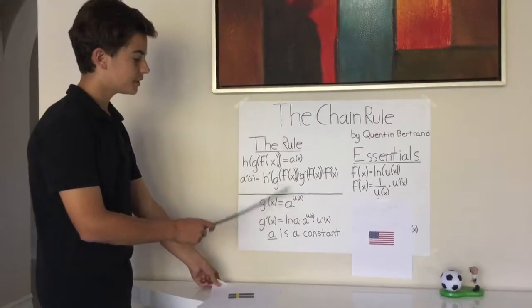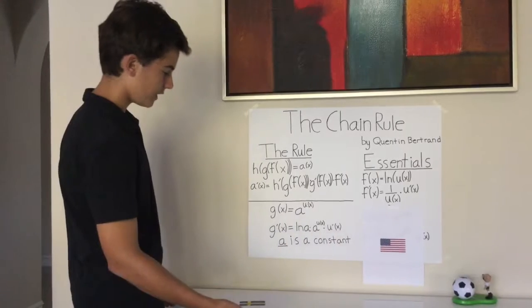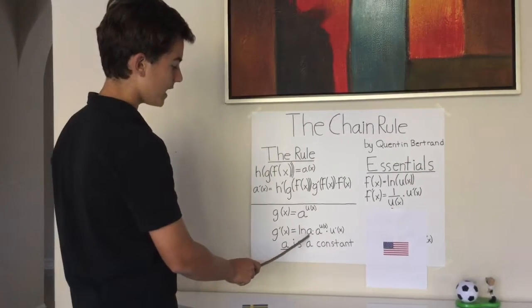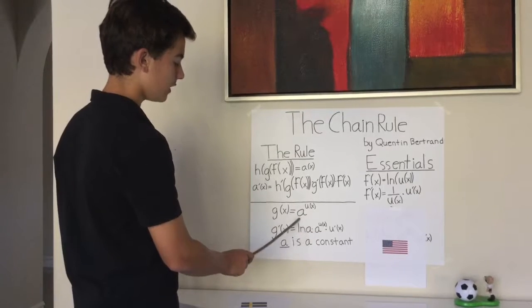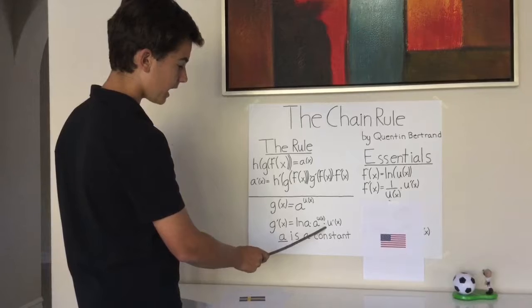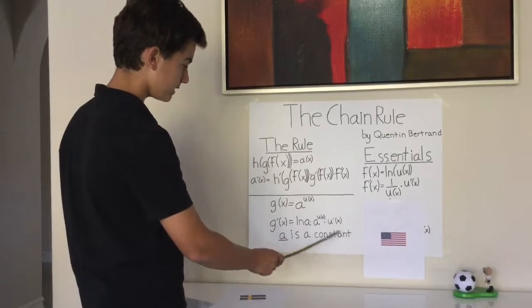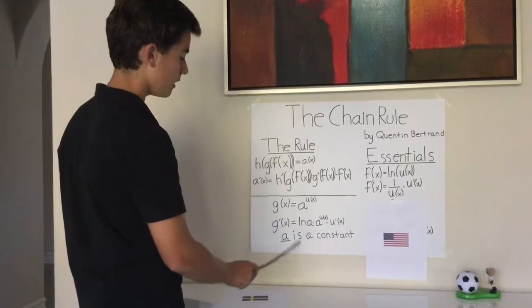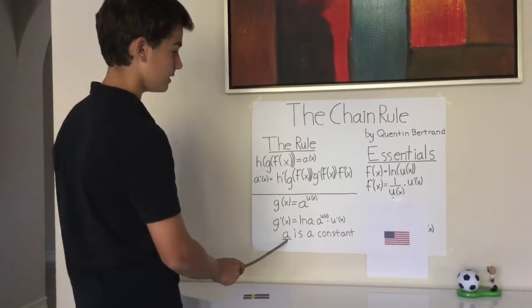Then we have another essential, where a is a constant to the power of u of x, the inside function. When we take the derivative of this, we'll get ln of a, thus natural log of this constant, multiplied by the original function, multiplied by, again, the chain rule aspect, the derivative of the inside function u of x, bringing down to here. And a must be a constant.